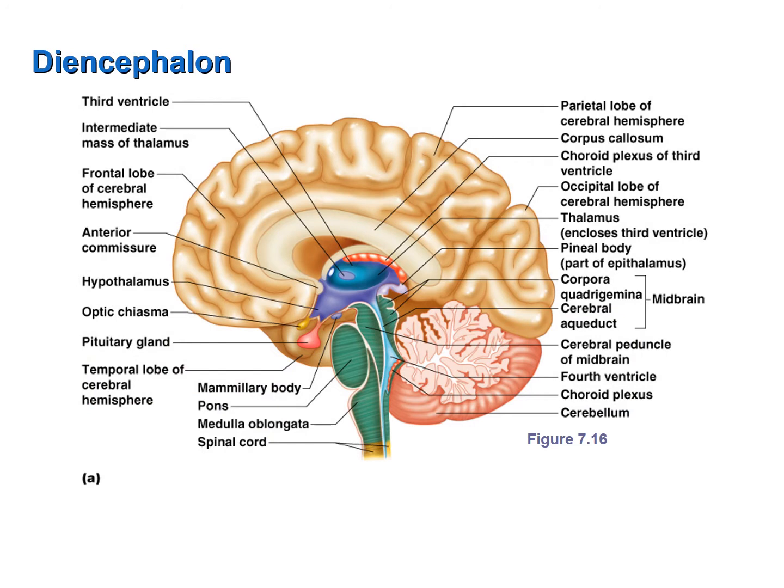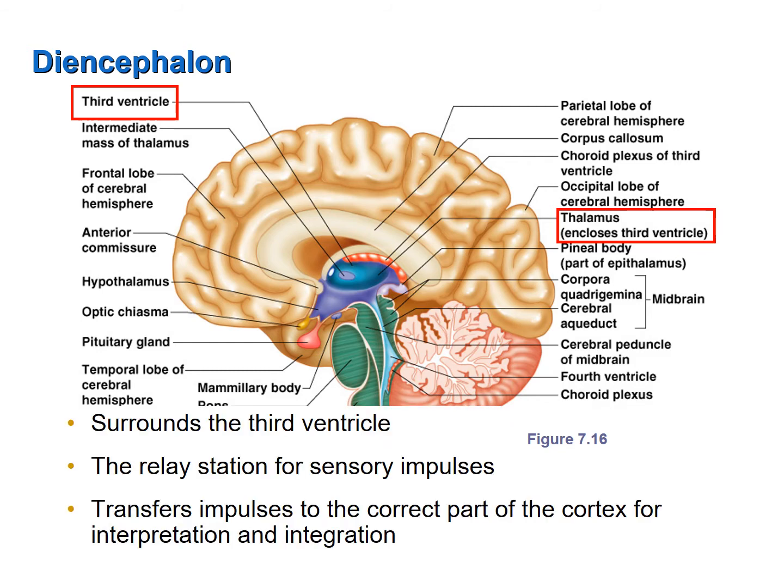Let's first discuss the function of the thalamus. We're looking at a sagittal section of the brain. We're going to use the third ventricle as our point of reference, which is shown here in light blue. The thalamus is lateral to the third ventricle. The thalamus transfers impulses that ascend the spinal cord and the brainstem to the appropriate part of the cerebral cortex for interpretation and integration.